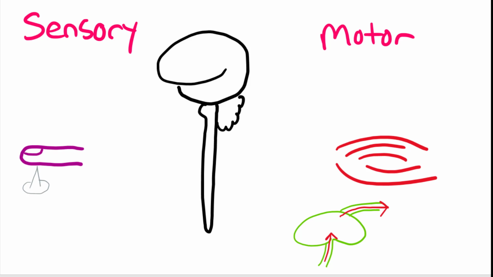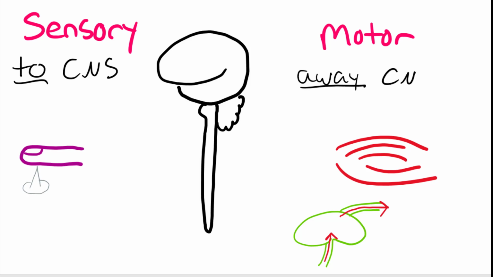The term sensory is always referring to going towards the central nervous system. For example, a sensory neuron will bring a signal towards the central nervous system. A sensory pathway will be delivering a signal towards the central nervous system. Whereas motor is the opposite. Motor means away from the central nervous system. So a motor neuron would carry a signal away from the central nervous system.